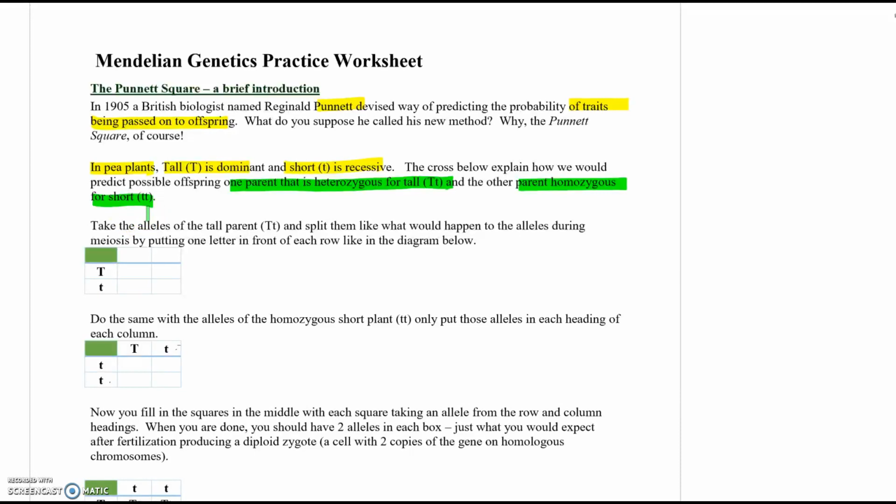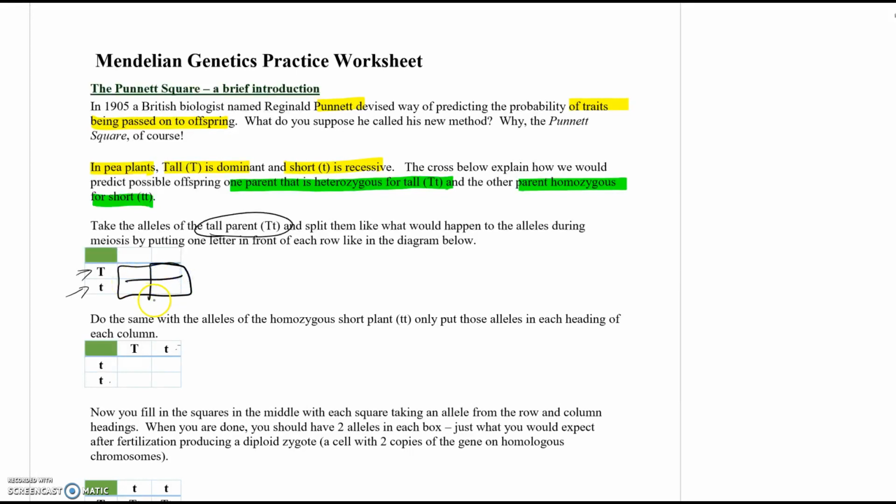Now, in order to fill out a Punnett square, each of these parents has these two alleles. They can only give one of their two alleles to a possible offspring. So we're going to take that first tall parent and we're going to split their two alleles up into the spaces outside.